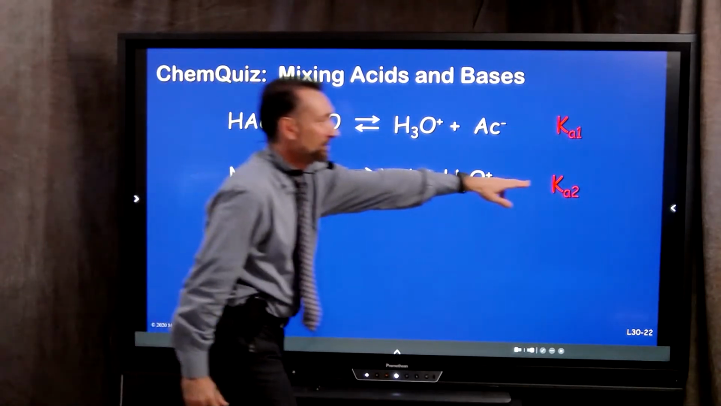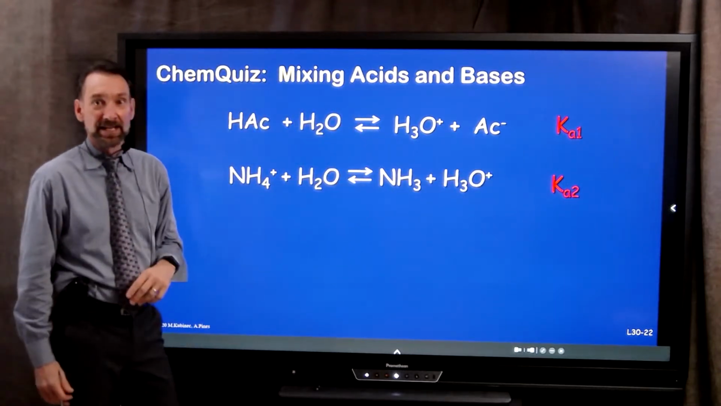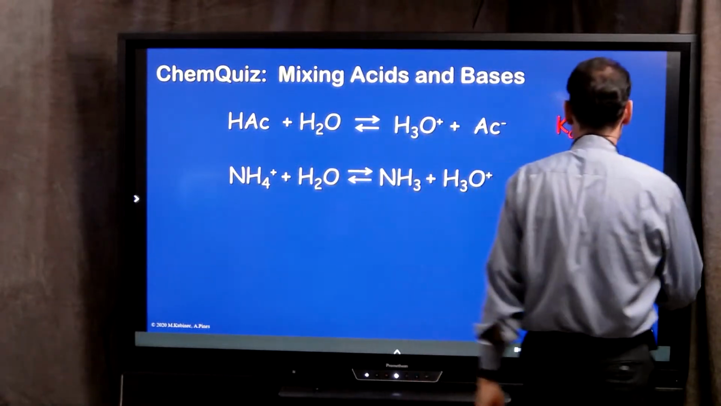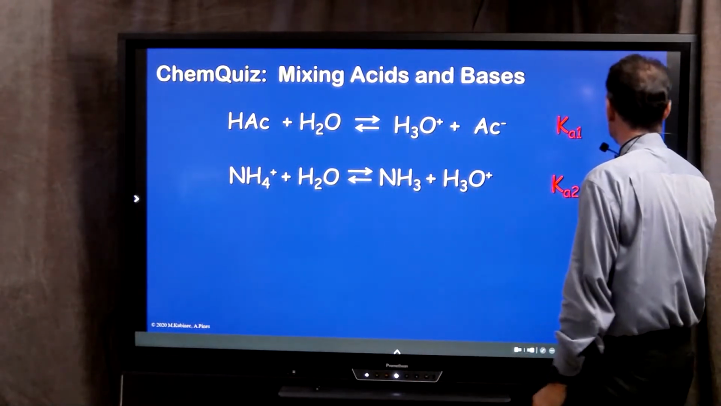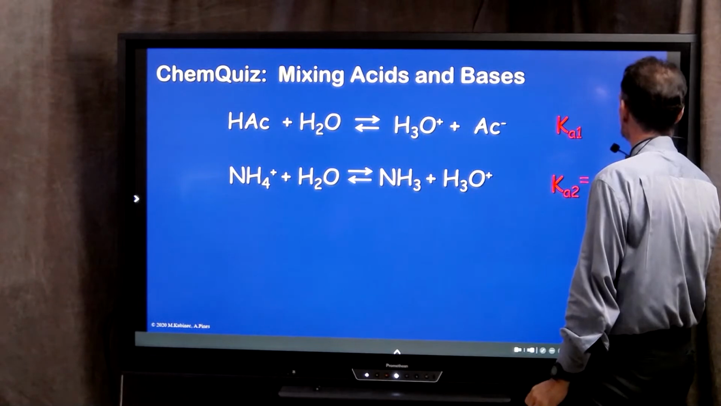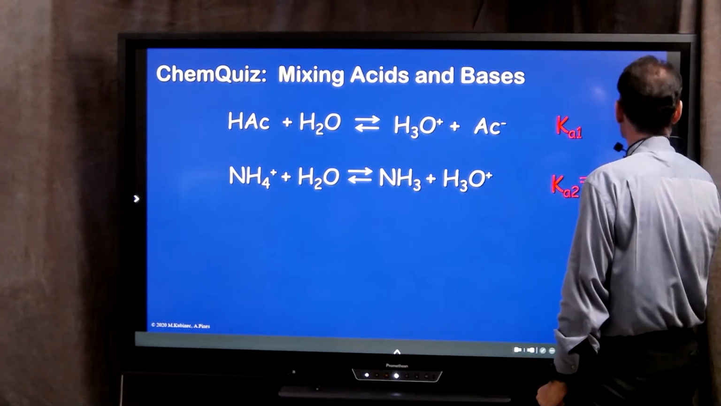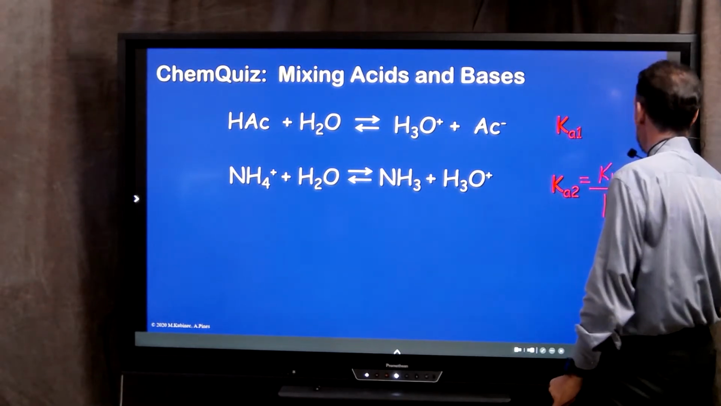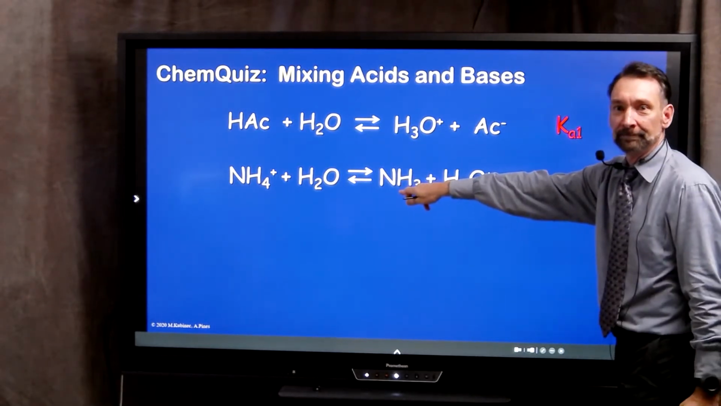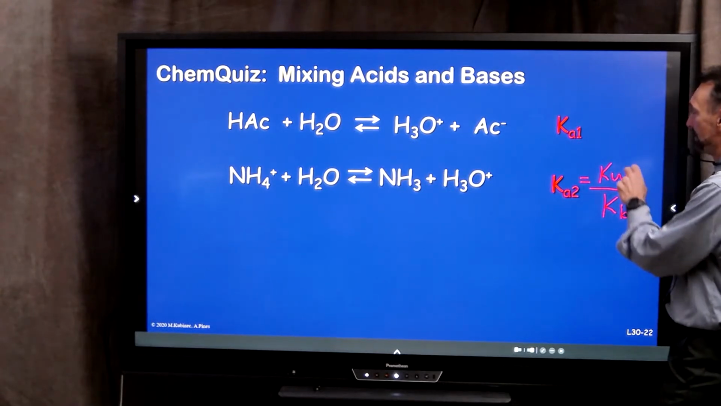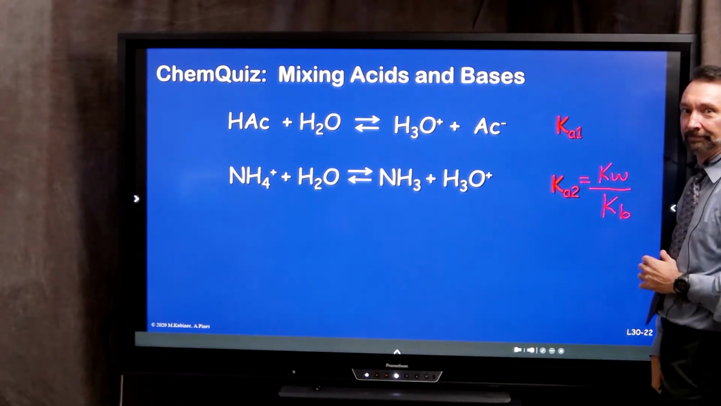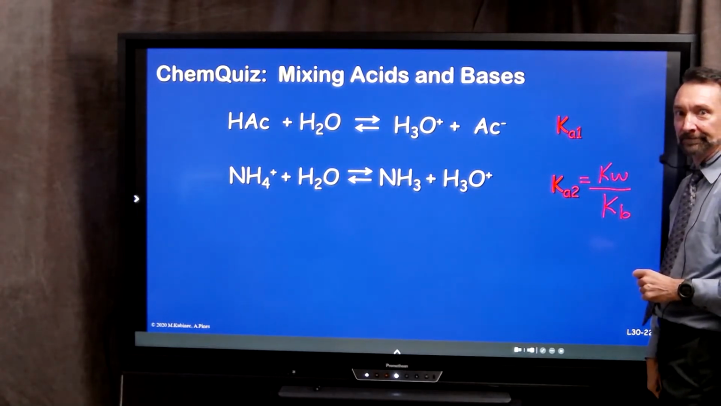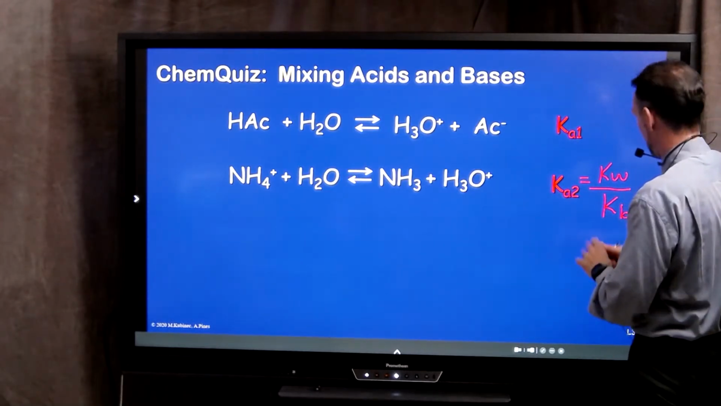Even if I wasn't given this, I was given the Kb, I could still say, well, this Ka is equal to Kw over Kb for this base, because Ka times Kb has to be Kw. So I can get this number from Kb if that's what I have. And in this case, that is what I had.